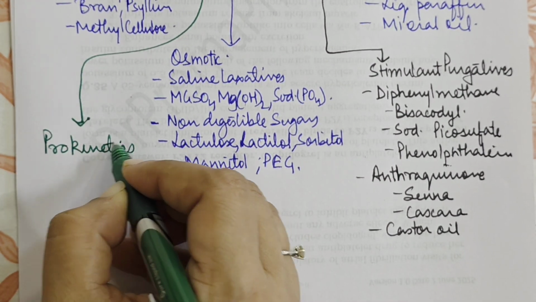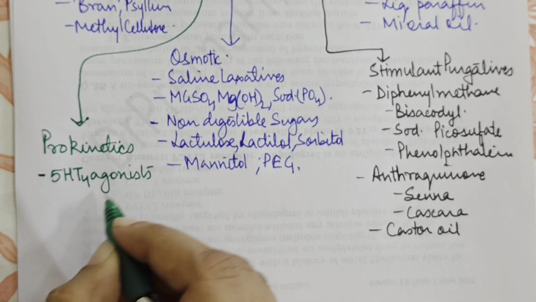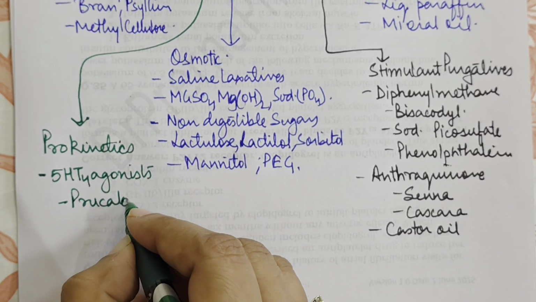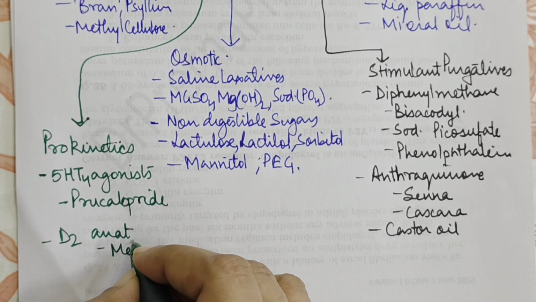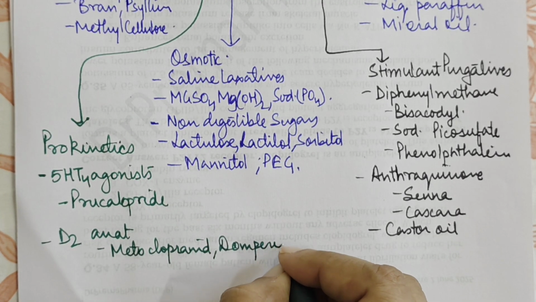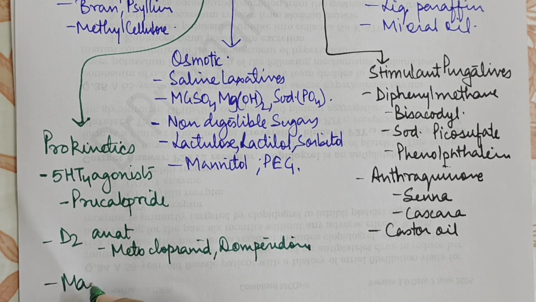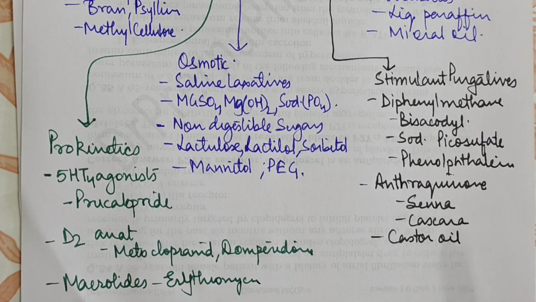Constipation में हम prokinetics भी तो यूज करते हैं. So उसमें हमारे पास 5-HT4 agonist आते हैं, जैसे mosapride, renzapride. तो one drug is prucalopride. Okay, then we have D2 antagonist like metoclopramide and domperidone, which are used here. Then we have macrolides, in which we have erythromycin. Okay, so these are the drugs which are used for constipation.